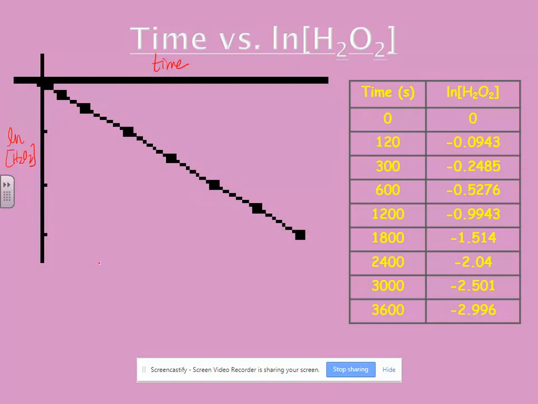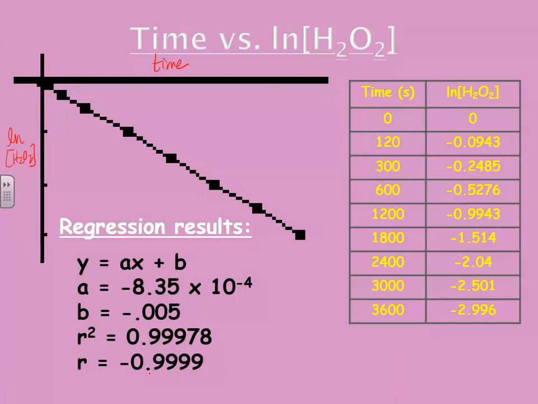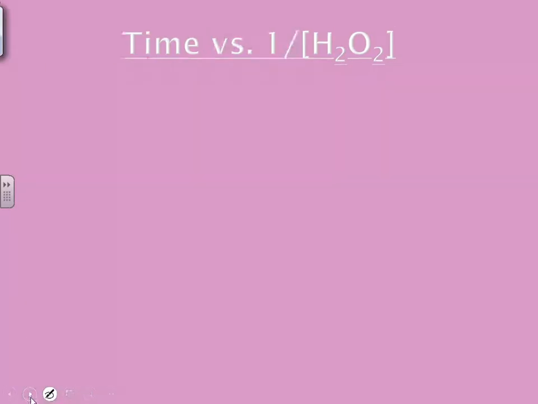Notice you get a nice straight line if you look at your linear regression results. You get 0.99978, and you get negative 0.99999. Notice how close these are to each other and very close to 1. This one's going to end up winning out, but let's go ahead and look at the final one.